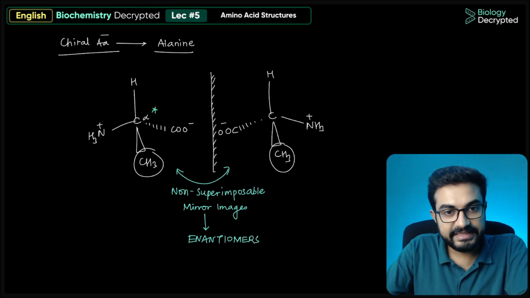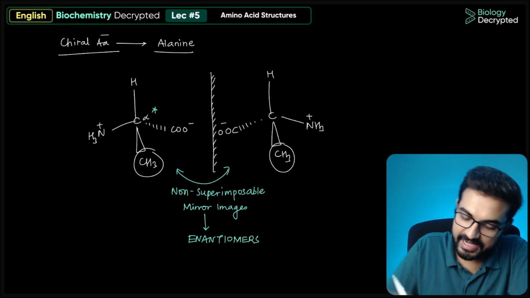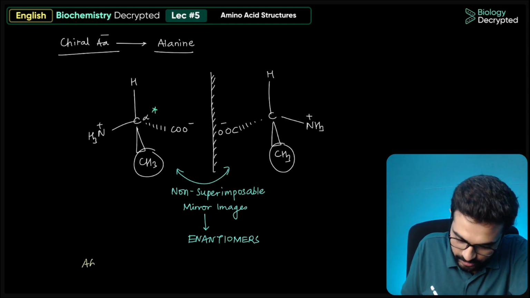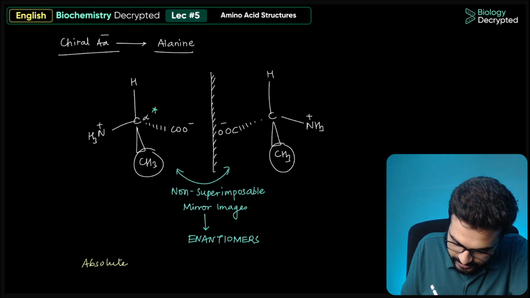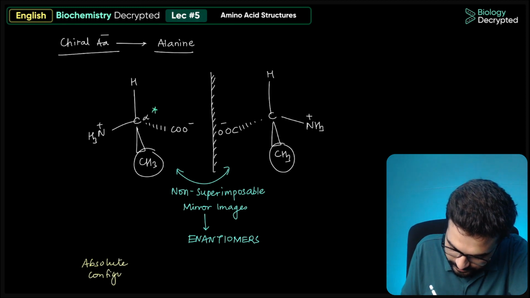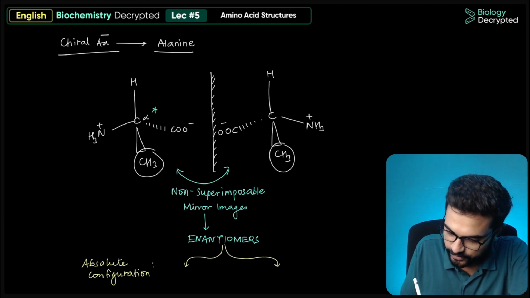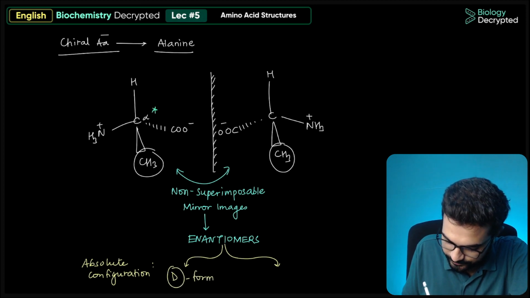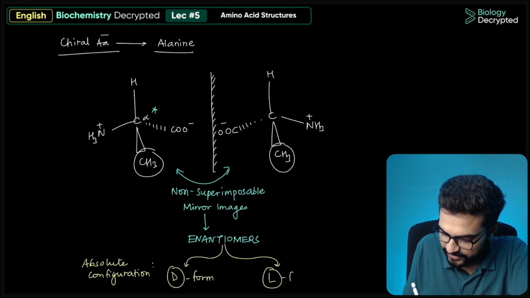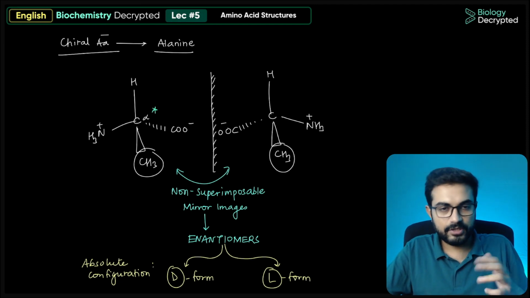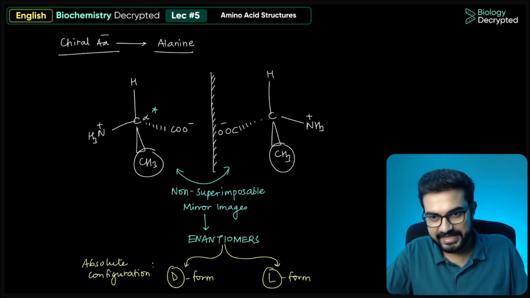And these enantiomeric forms can have different absolute configurations. So if we talk about absolute configuration, they can have two different forms. Either they can have a capital D form or they can have a capital L form. So these are absolute configurations that are arbitrarily assigned.